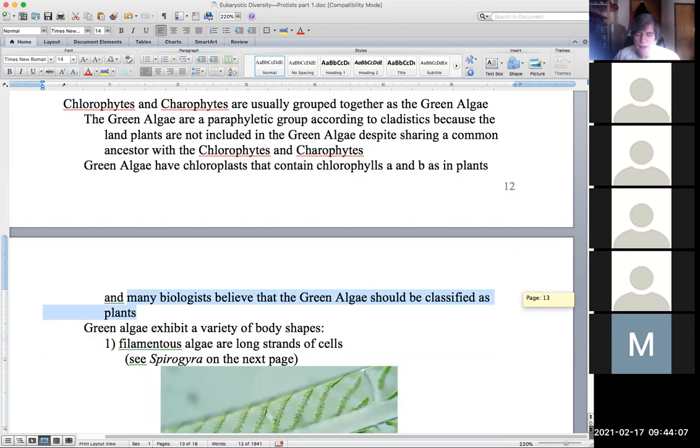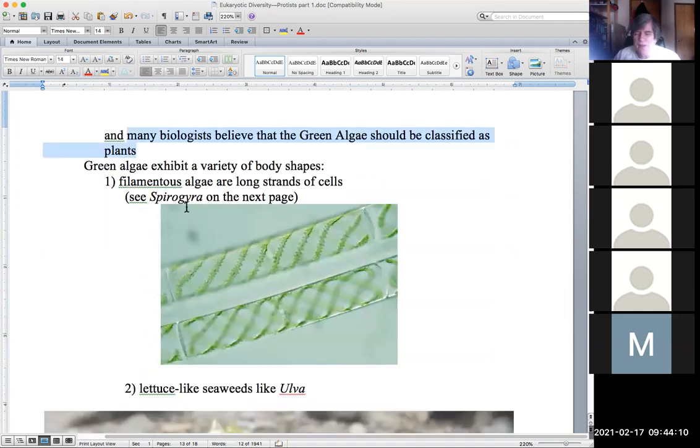Now, if we look at these green algae, it turns out that green algae have a lot of different body shapes. Oops, Spirogyra is not on the next page anymore.